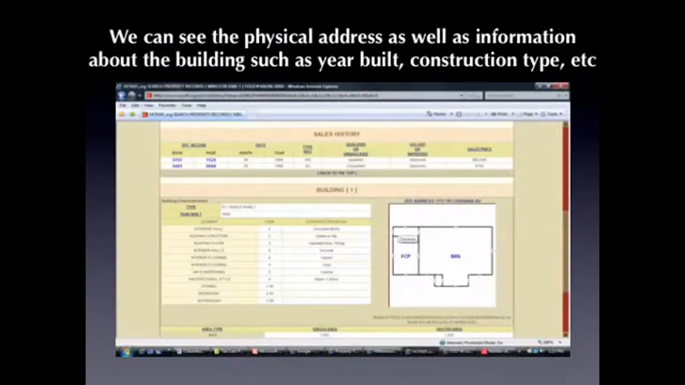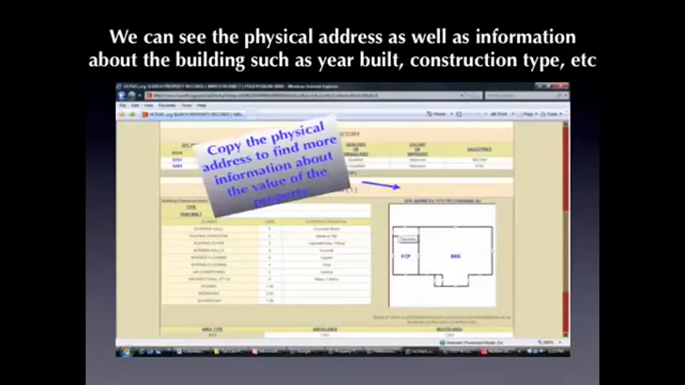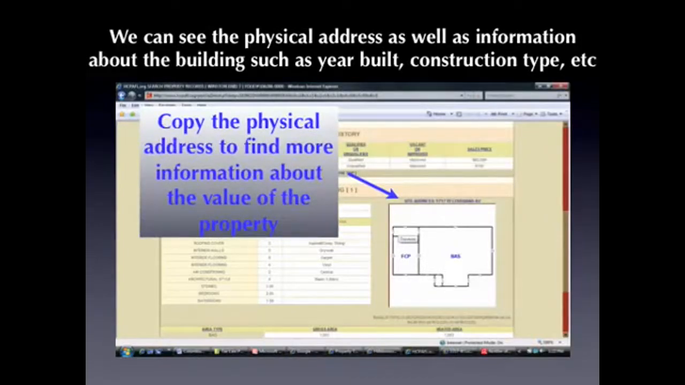Now, scrolling down a little bit further, we can actually see the physical address for the property as well as information about the building, such as the year built, construction type. We're going to want to copy that physical address to find out more information about what exactly this property is worth.